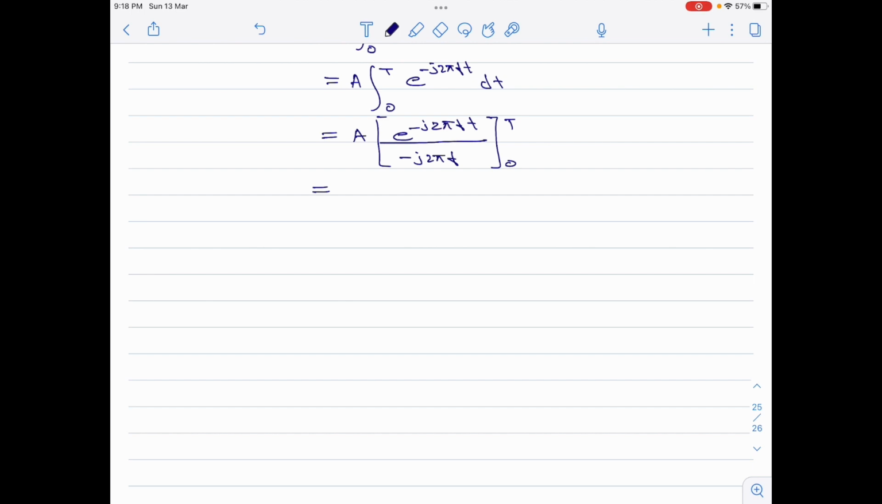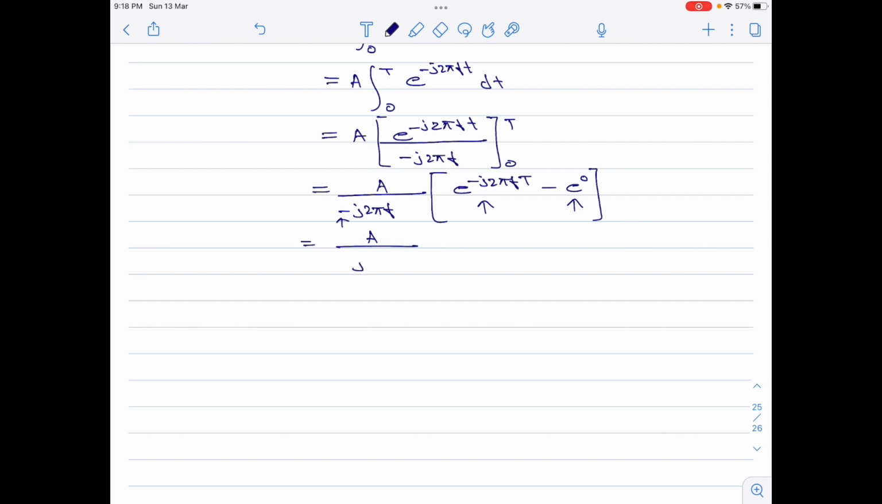Let me apply the limits. This will be a divided by minus j 2 pi f into e to the power of minus j 2 pi f capital T minus of e to the power of 0. This will be a divided by, there is a negative sign here, and I will take e to the power of 0 to this particular place.